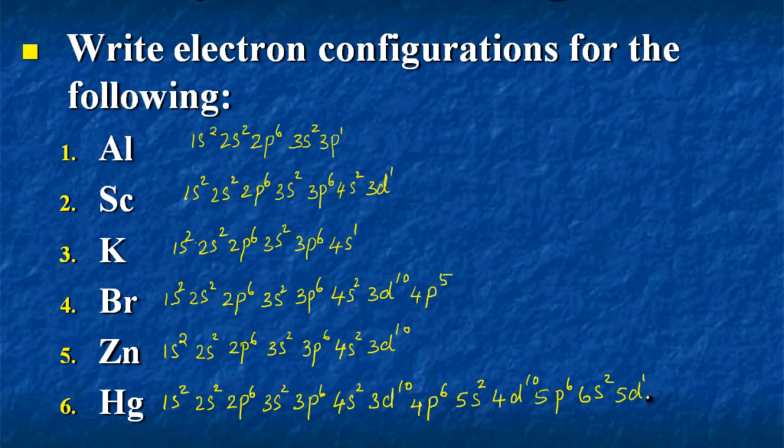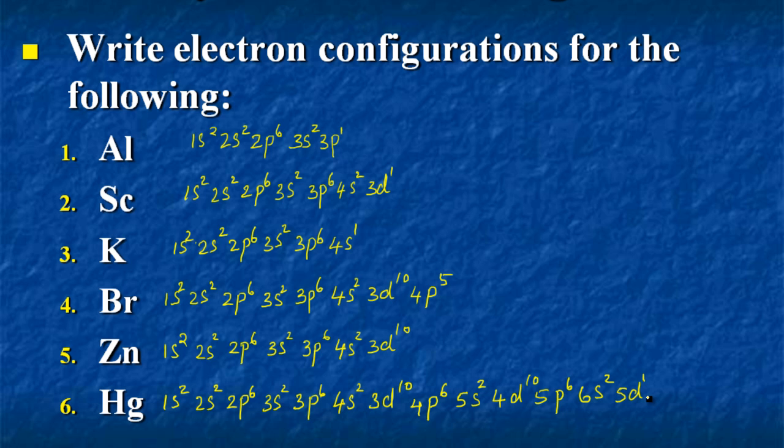So when we go from 58 to 71, what did you finish? 4F14. Mercury is 80. We have to go up to 80, right? So after 4F14, which is 71, you are back to 72, which is 5D2. D2, D3, D4, D5, D6, D7, D8, D9. Mercury is D10, 5D10. We will stop right there because that's what we were looking for.